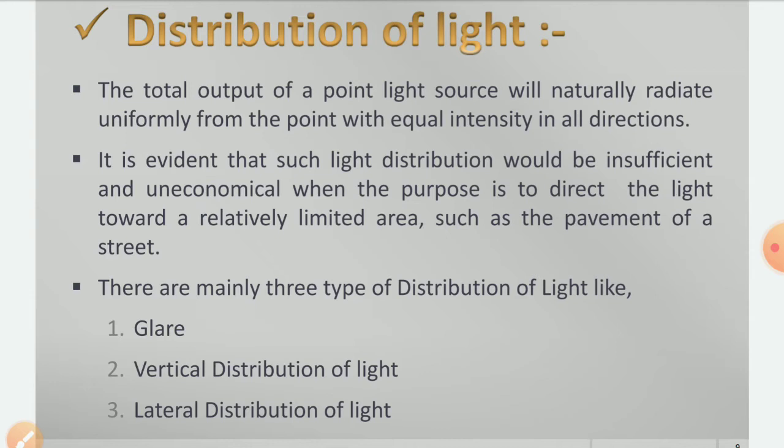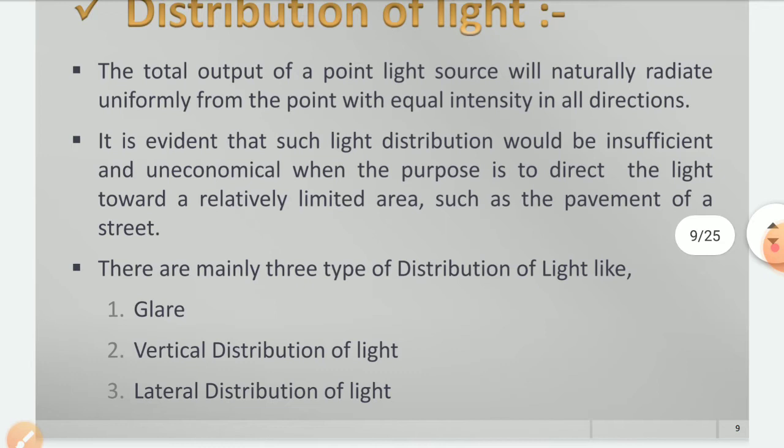If you have a relatively limited area that you have to illuminate, such as a pavement or street, this uniform distribution will not work. When there is a focused area to illuminate, uniform illumination is not required. So in those cases, a uniform distribution is inefficient and uneconomical.